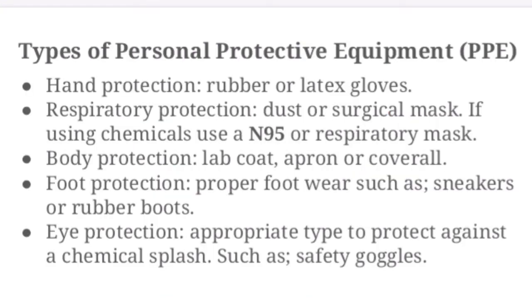Types of personal protective equipment or PPE. For hand protection, rubber or latex gloves. Respiratory protection, dust or surgical mask. If using chemicals, use an N95 or respiratory mask. Body protection, lab coat, apron or coverall. Foot protection, proper footwear such as sneakers or rubber boots. Eye protection, the appropriate type to protect against a chemical splash, such as safety goggles.